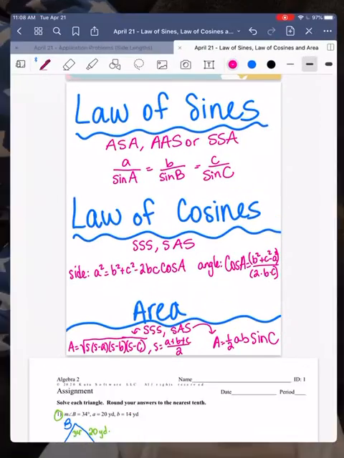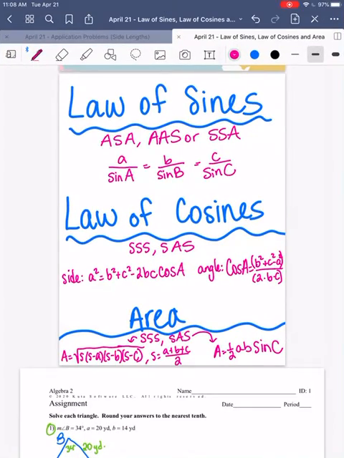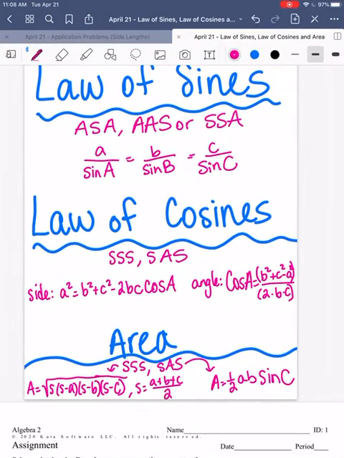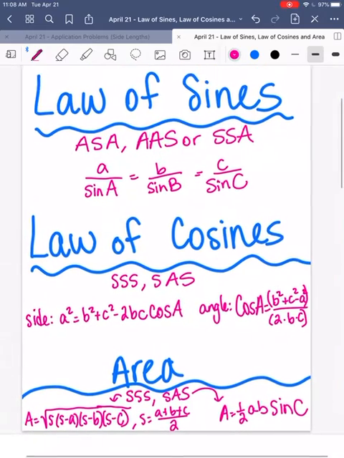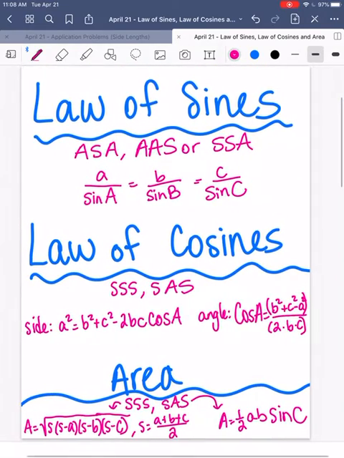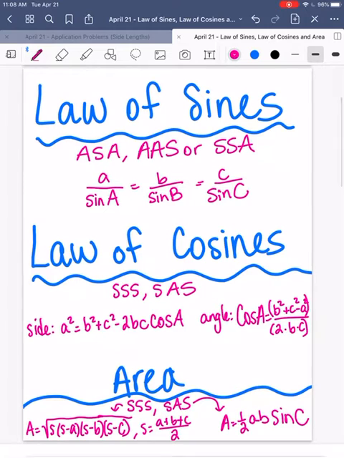Today, our goal is to put together everything that we have learned for sine and cosine, laws of sine, cosine, and area. So, I did a little overview here of everything that you need to know that we've done for the past couple of weeks. So, I thought I would refresh your memory on what the formulas are and when you use each of the laws. Okay, so the first one is the law of sines.